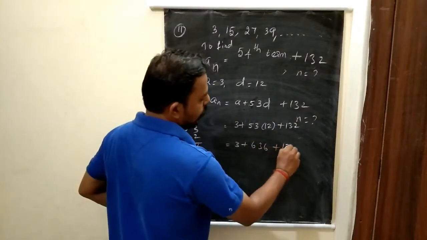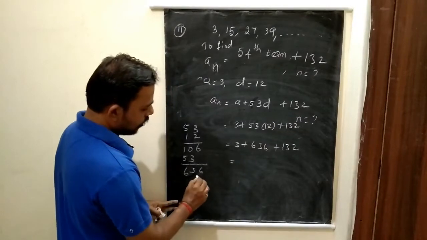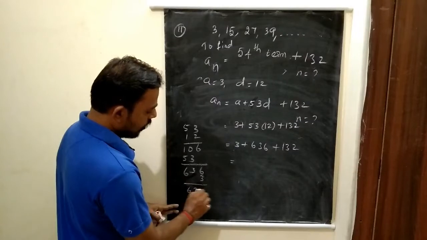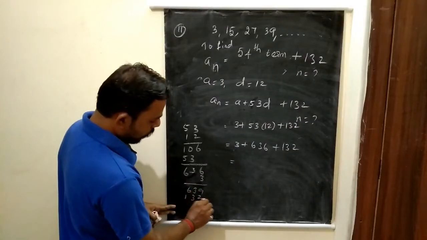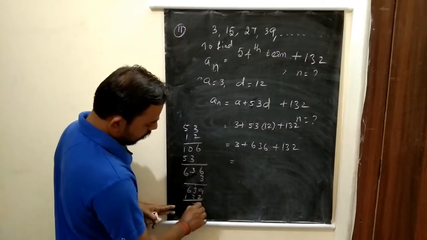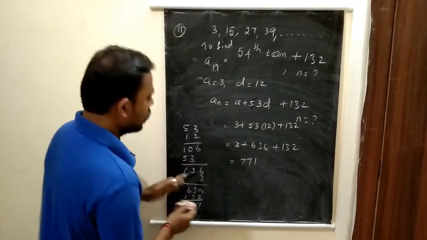636 plus 132. Now we need to add all those things. 636 plus 3, so 639, and 132. So the total is 771. So this is the meaning.